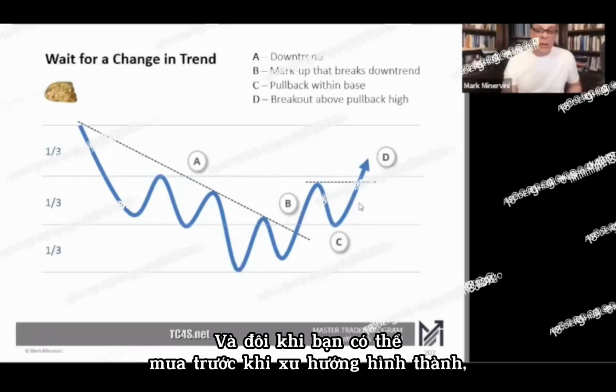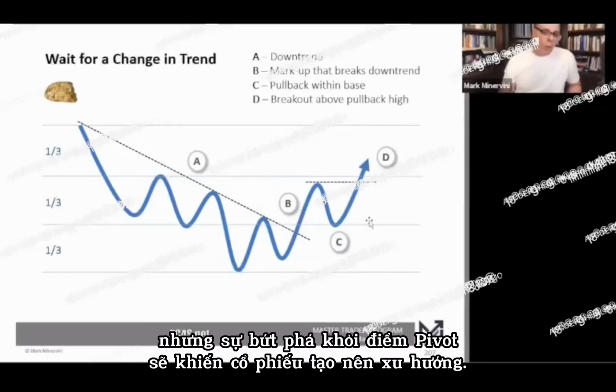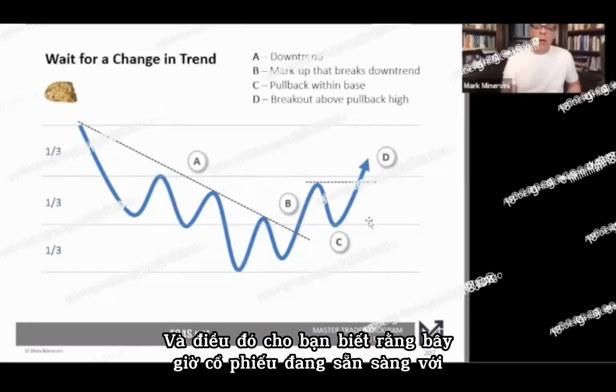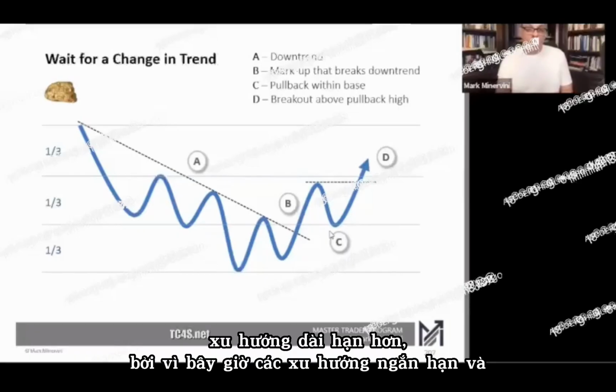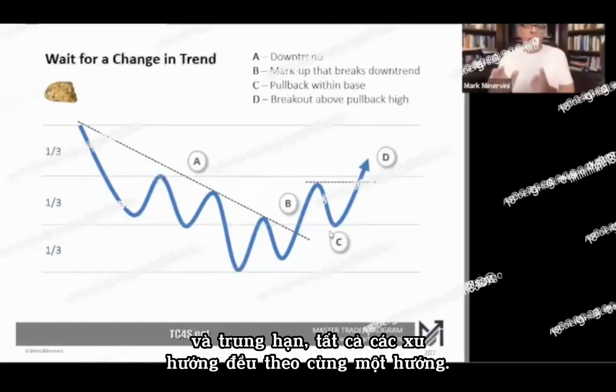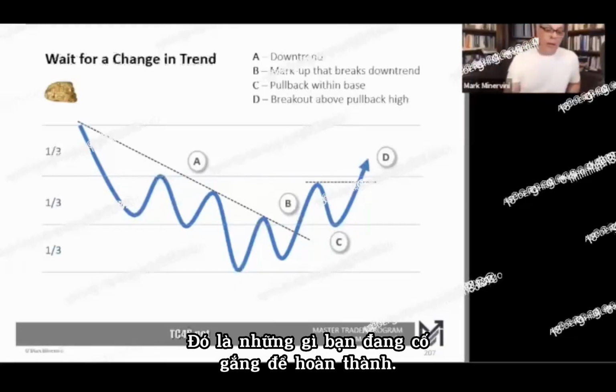That's like the low cheats, and sometimes you can get in before the turn. But that breakout from that pivot would cause the stock to make the turn, and that tells you the stock is now in gear with the longer term trend, because now the shorter term and the intermediate term, all the trends are in the same direction. That's what you're trying to accomplish.